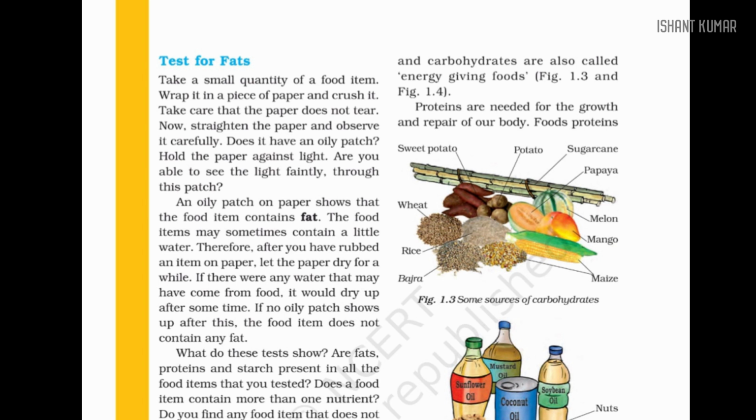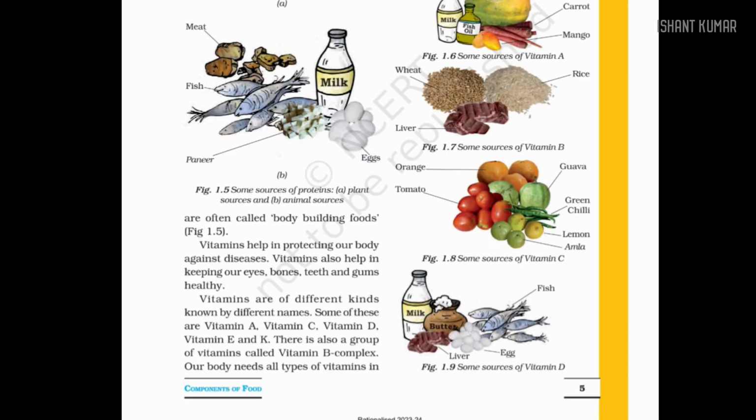Proteins are needed for the growth and repair of our body. Food proteins are often called bodybuilding foods. Figure 1.5. Vitamins help in protecting our body against disease.